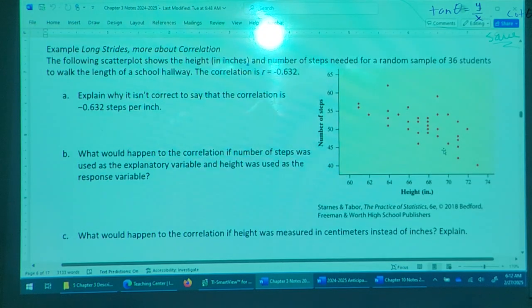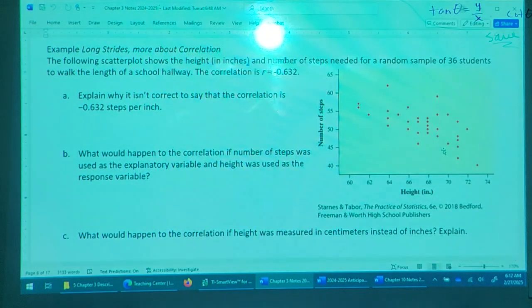All right. Scatter plot down here. The following scatter plot shows the height in inches and number of steps needed for a random sample of 36 students to walk the length of a school hallway. Correlation is r equals negative 0.632. Explain why it isn't correct to say that the correlation is negative 0.632 steps per inch.